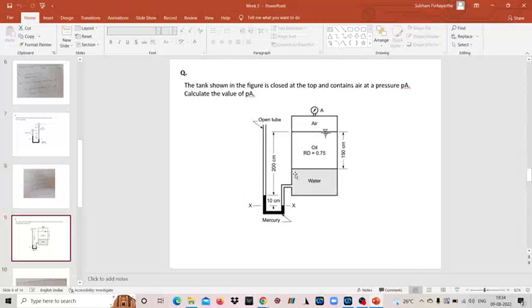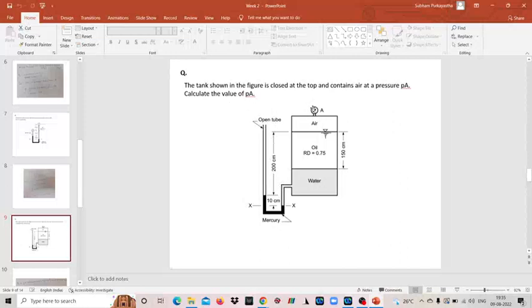Okay, so this is basically a tank. Now this tank has three different strata or layers of fluid. The top strata is basically air, then in between there is oil which is having a relative density of 0.75 and a depth of 150 centimeter. Then there is water. Then there is a manometer connected to this tank, and the manometer is open to the atmosphere. You have to calculate the value of PA.